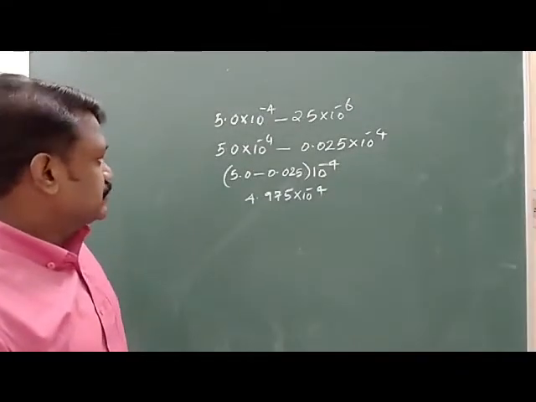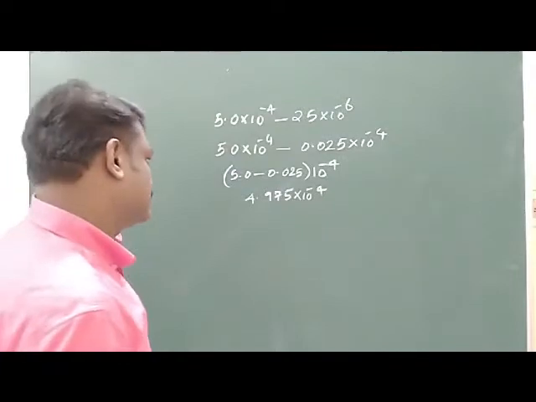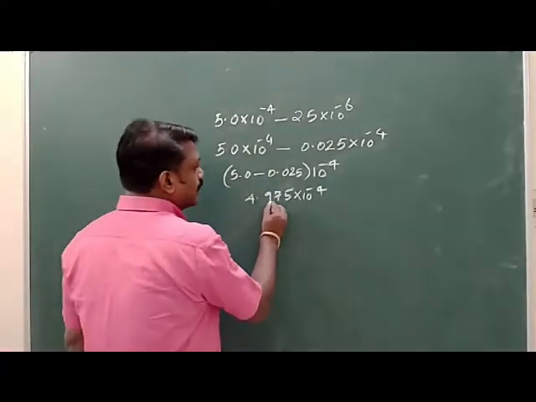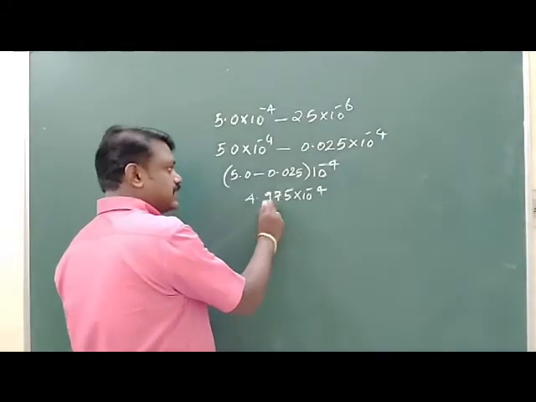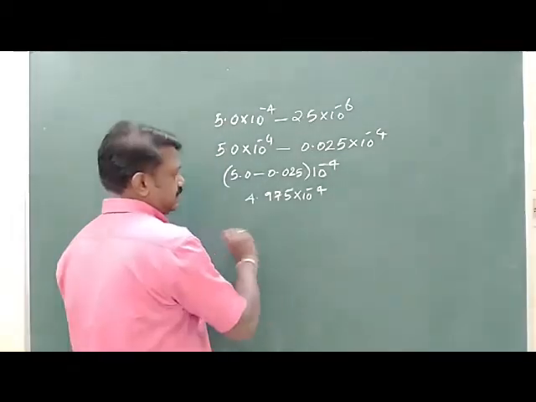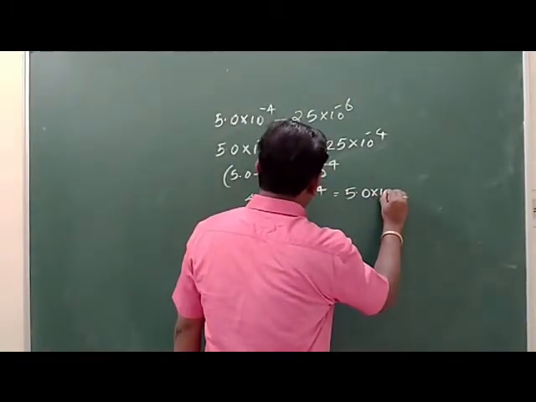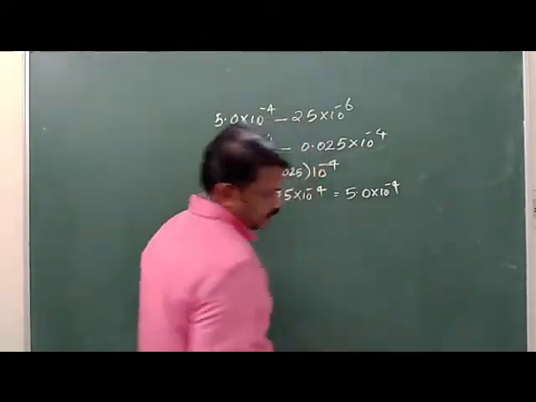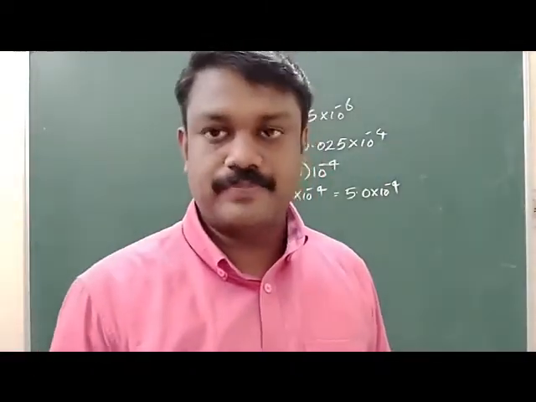4.975 into 10 to the power minus 4. How many significant figures should be there? 2 significant figures should be there. So 4.9, after that 7 is there. So this 9 will become 10. So 0 and 1 will add here. So that will become 5.0 into 10 to the power minus 4. The answer is 5.0 into 10 to the power minus 4.